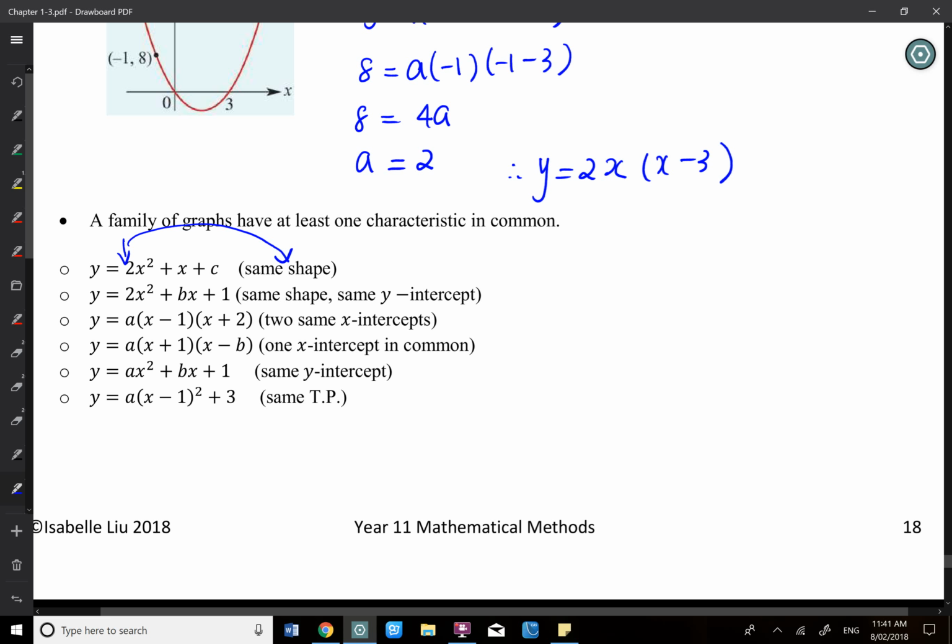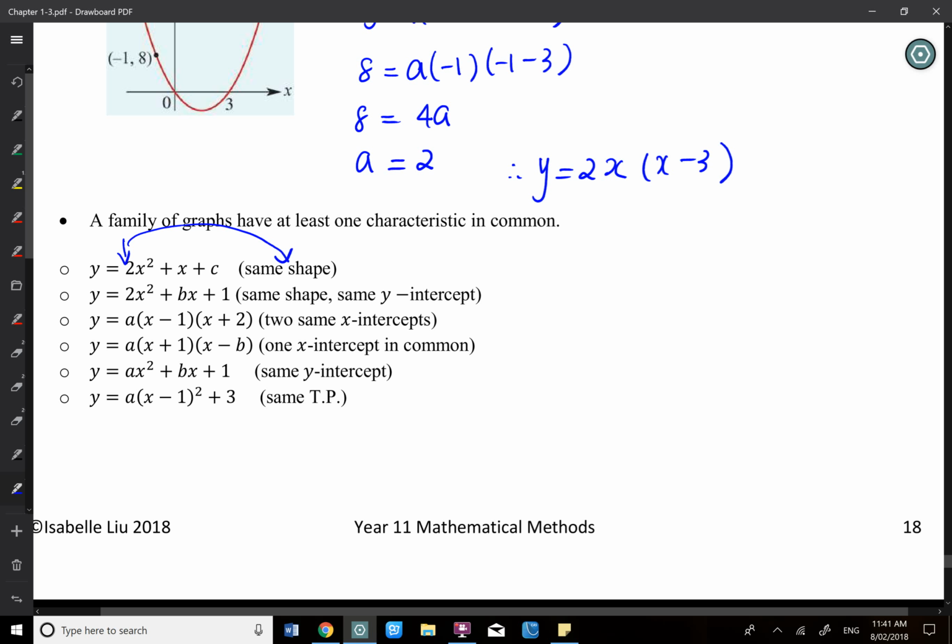And for the fourth one, I have y-intercept in common. I don't know what's the other b, like it can be -1 and any other points. So I don't know the other one, but there's one x-intercept in common. Same y-intercept for the second last and same turning point for the last. Like it's very obvious. I put those ones are very obvious ones. So there will be more tricky ones, but you don't really need to know that. Okay, so that's the family. They are all family of quadratics.